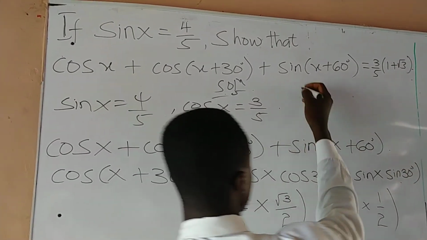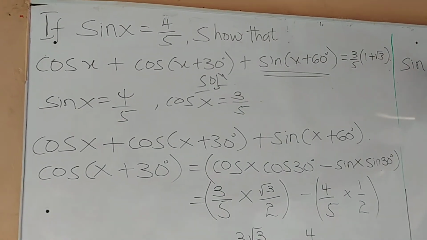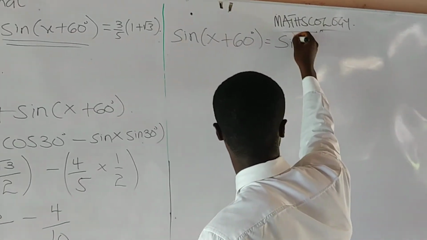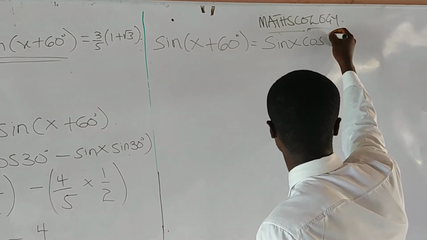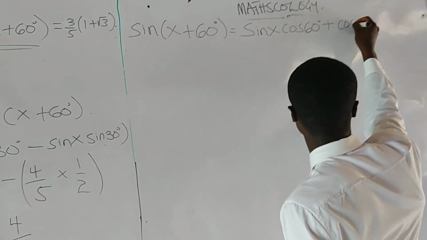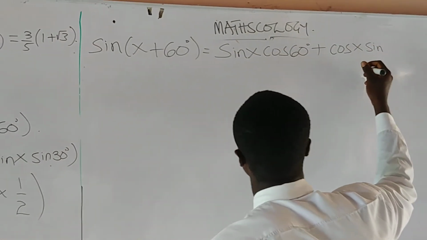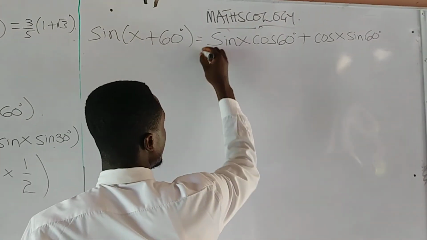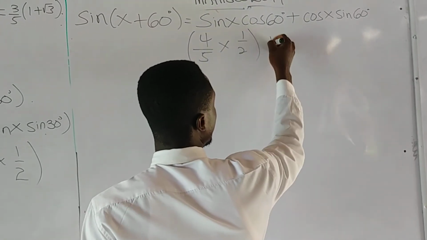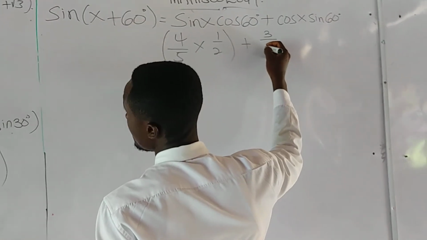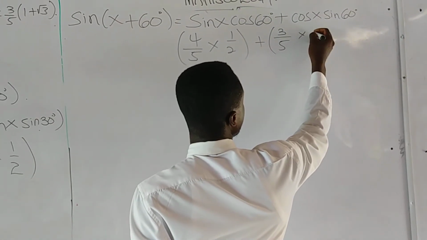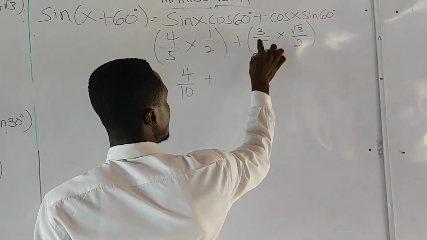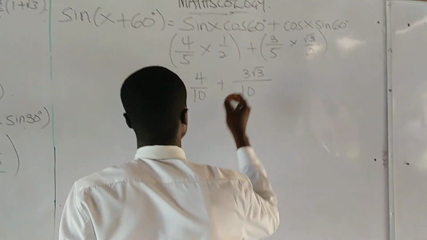Now let's solve for sin(x + 60 degrees). This will be equal to sine x cos 60 plus cos x sine 60 degrees. Sine x is 4 on 5, so 4 out of 5 times cos 60, 1 over 2, plus cos x, 3 out of 5, times sin 60, root 3 on 2. So this will give us 4 on 10 plus 3 root 3 on 10.